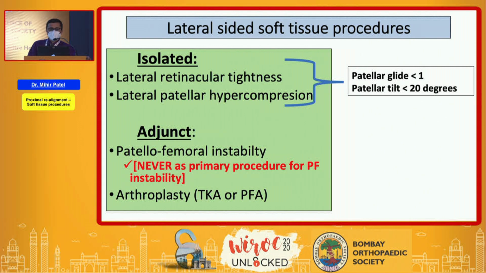As an isolated procedure, this is used only for lateral retinacular tightness or a lateral hypercompression syndrome, and these are diagnosed when the patellar glide laterally is less than 1, and we cannot evert the patella laterally more than about 10 degrees. Commonly used as an adjunct procedure in patellofemoral instability, and kindly note that these lateral sided procedures are contraindicated as an isolated procedure when we are using it in instability.